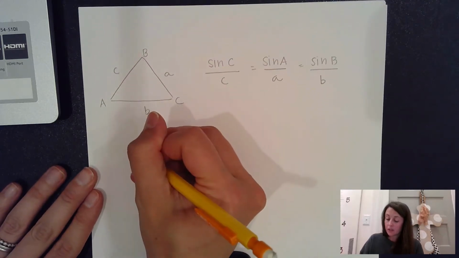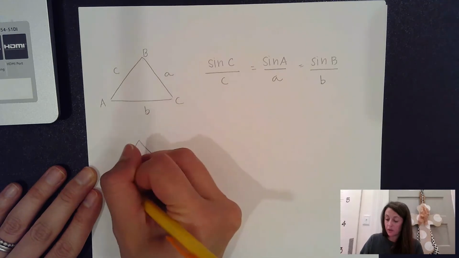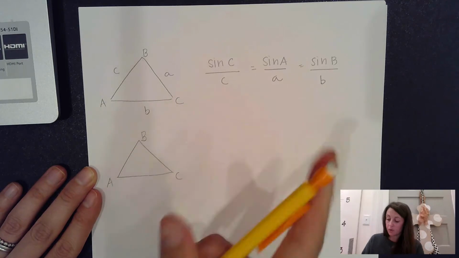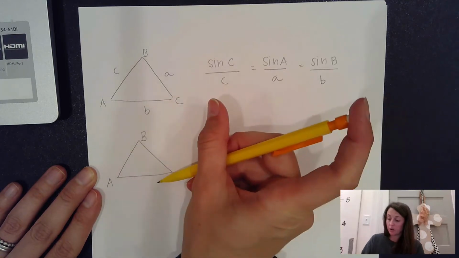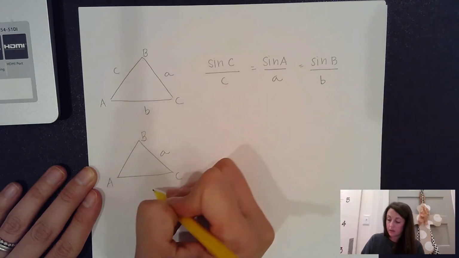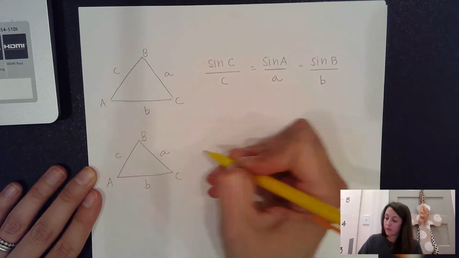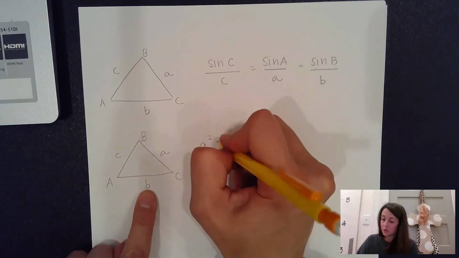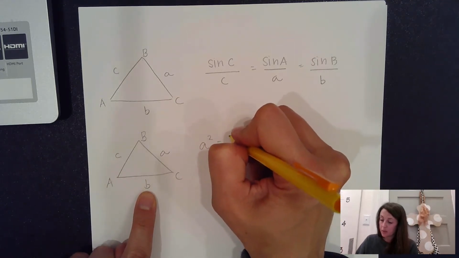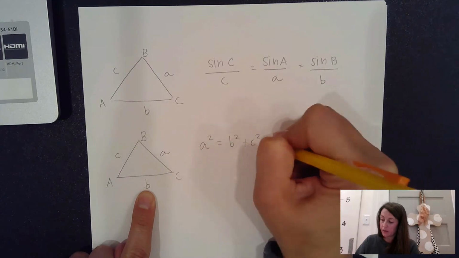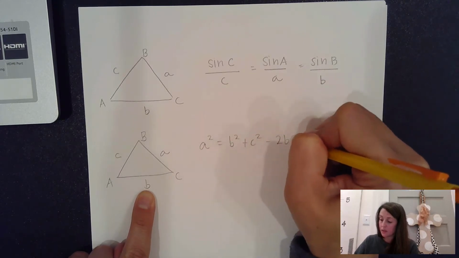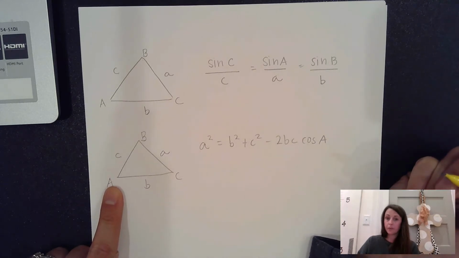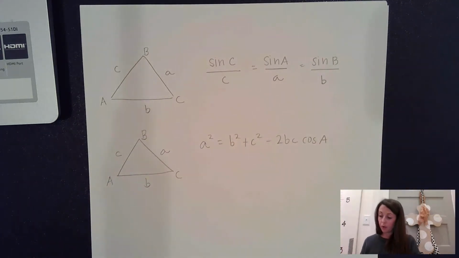Remember, law of cosines usually is used if you know all of your sides, or if you know a side, angle, and a side. Let's say I know side, angle, side, so it would be a squared equals b squared plus c squared minus 2bc cosine of angle A. And then that formula stays true throughout.